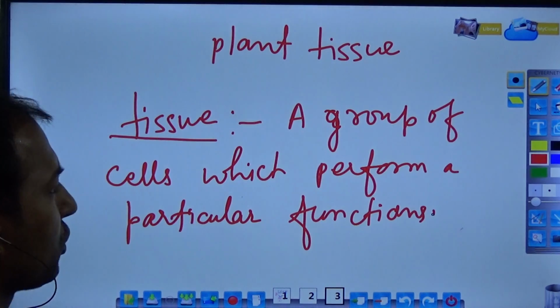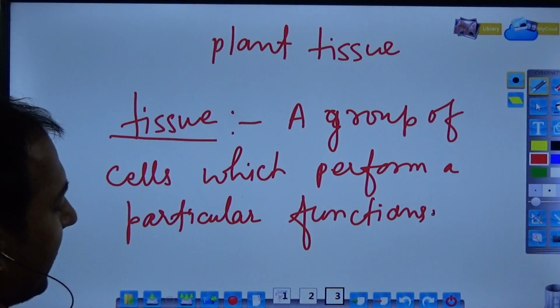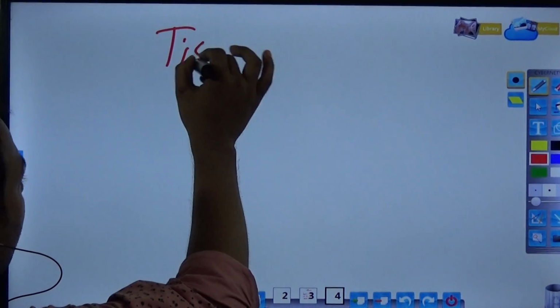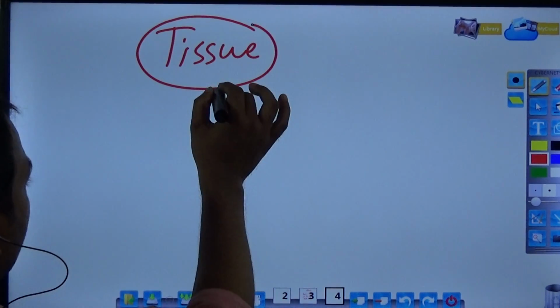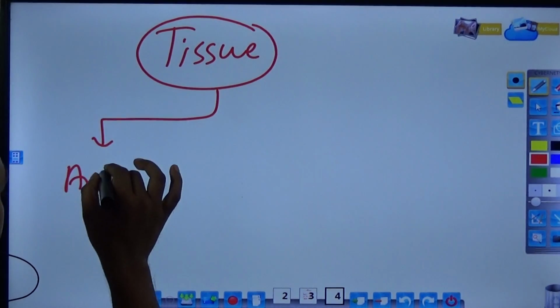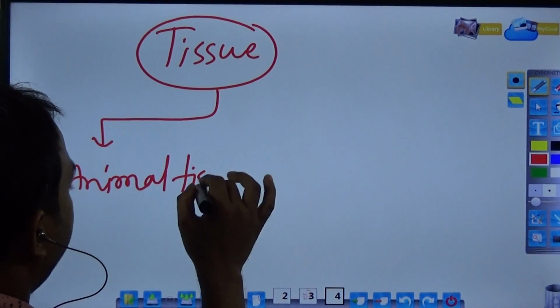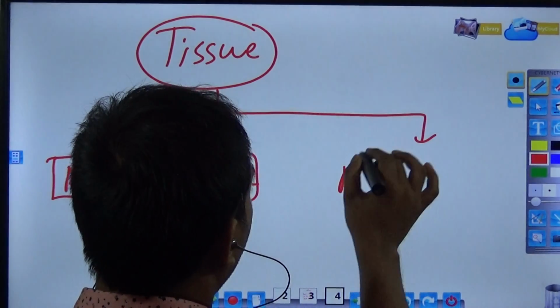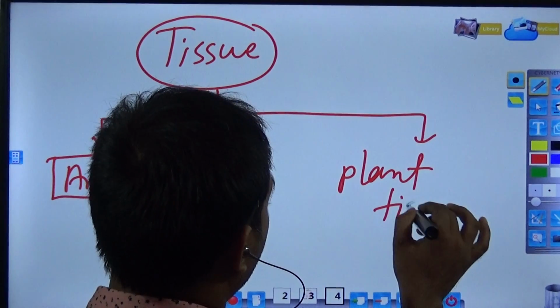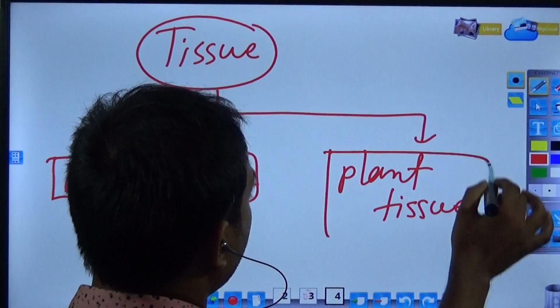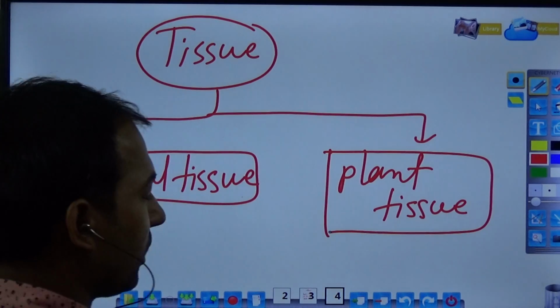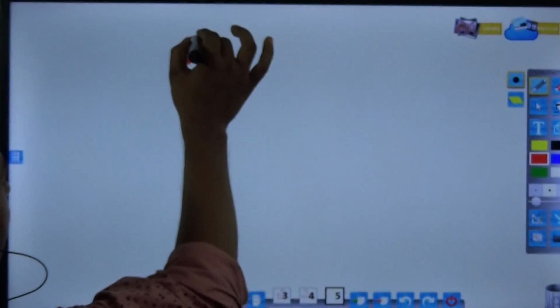Okay, so now on the next page we can draw the structure of plant and animal tissue. First of all, suppose that tissue is divided into animal tissue and plant tissue. Now first of all, we draw the concept map of plant tissue. So on the next page, you can see plant tissue.